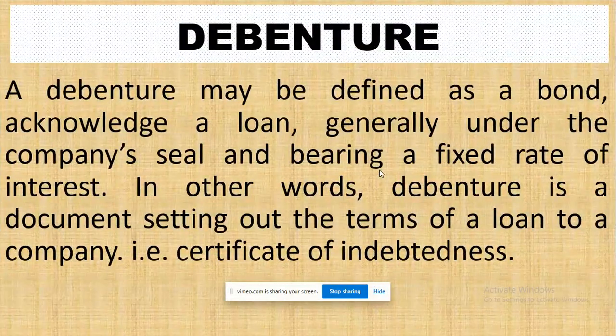So we have the debenture. What is a debenture? A debenture can be defined as a bond acknowledging a loan, generally under the company's seal and bearing a fixed rate of interest. In other words, we can explain the debenture as a document setting out the terms of a loan to a company. And before you can have that, you must have what we call a certificate of indebtedness.